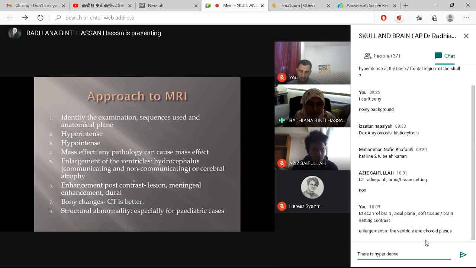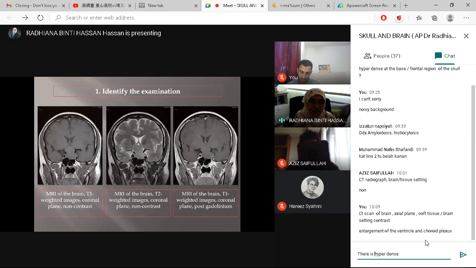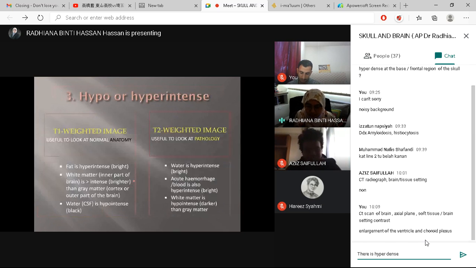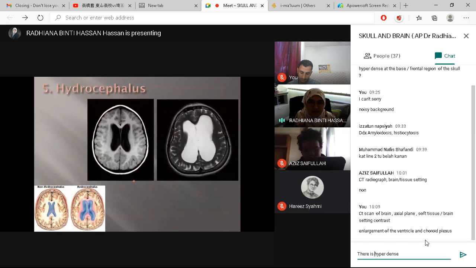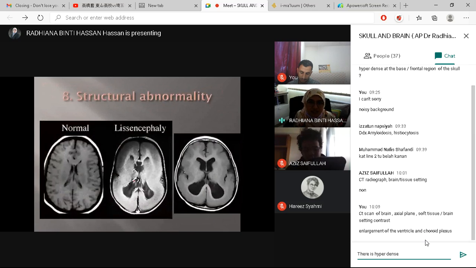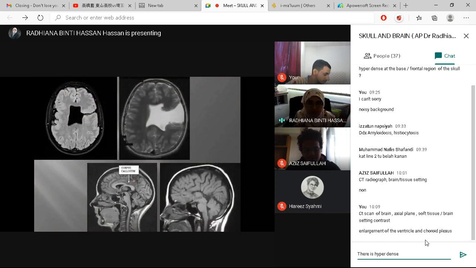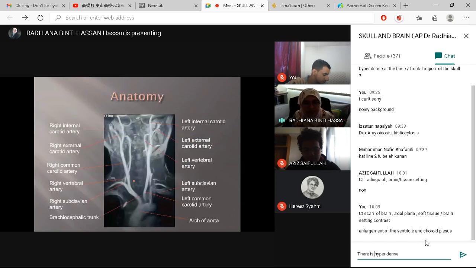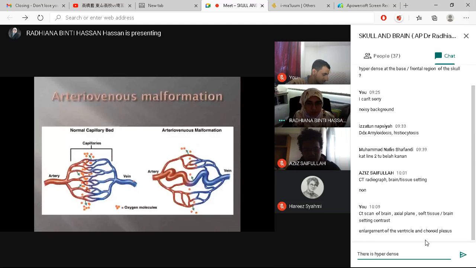Ultrasound is hypoechoic if it's dark, hyperechoic if it's bright. So make sure you use the correct term. Again, identify the examination, hypo or hyper intensity, the mass effect, hydrocephalus, the enhancement. There are many structural abnormalities that we can assess in an abnormal brain, but this is usually not exam related, so it's nice to know, but it will never come up in your exams. I'll skip the vascular imaging. You read on your own.